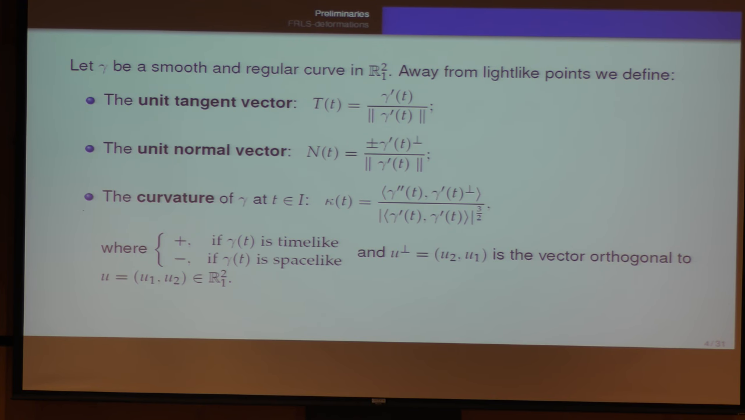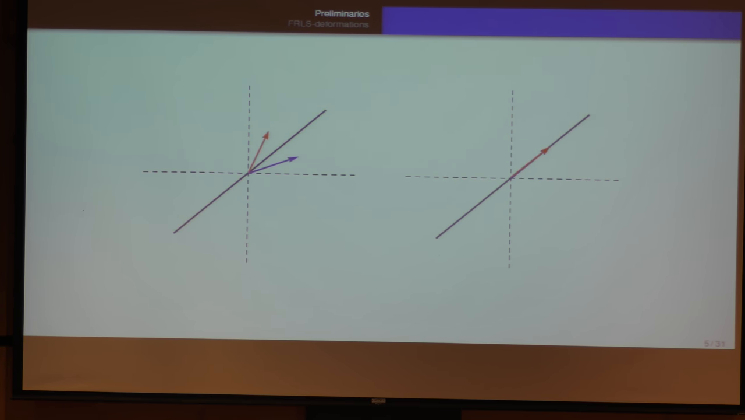This symbol here represents the orthogonal vector, which can be obtained by changing the coordinates. Okay? And geometrically, the meaning of orthogonality in the Minkowski plane changes a little bit. For example, if we have this non-zero, non-light-like vector, this blue vector here, its orthogonal vector, this red one, can be obtained by a reflection about the diagonal line. Okay? And if we have a light-like vector, for example (1, 1), then its orthogonal vector is itself.